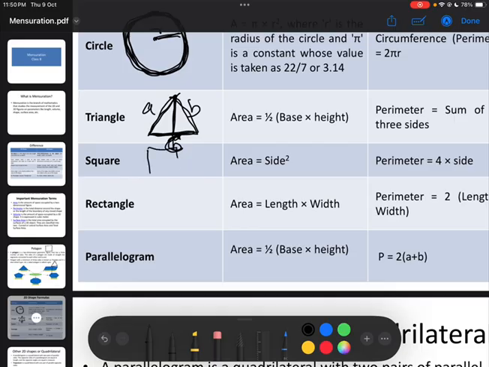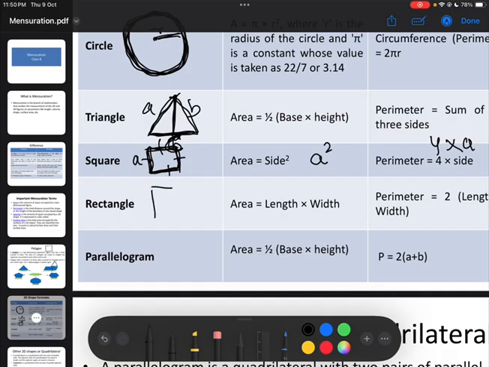Now we will know about square. Square has all sides equal, so the area is side square. Let's say the square side is a, then the area of the square is a square, and the perimeter of the square is a and a and a and a, that is 1, 2, 3 and 4. That's why it is 4 into a, because all sides are equal.